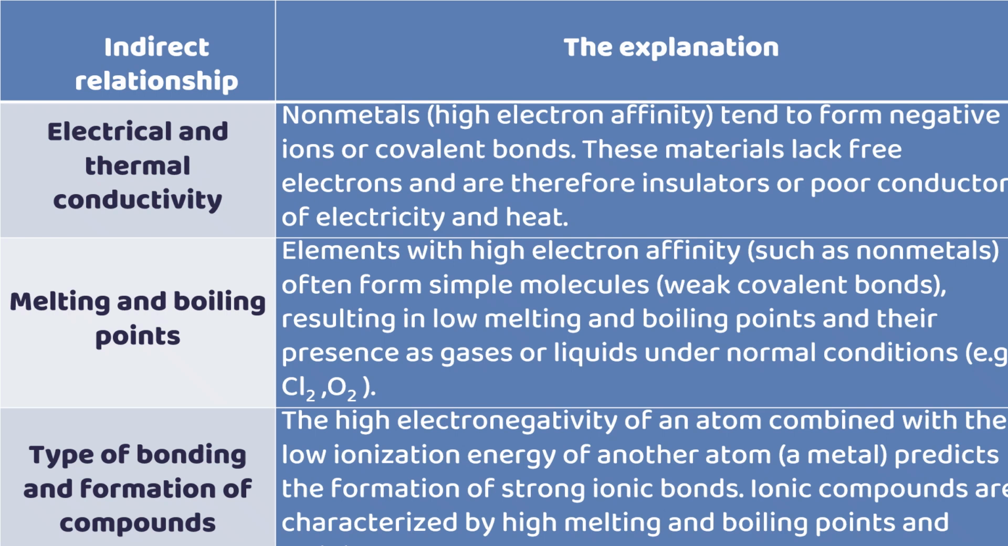When a high electron affinity nonmetal reacts with a metal of low ionization energy, strong ionic bonds form, producing ionic compounds with high melting and boiling points that are usually solid, such as sodium chloride.